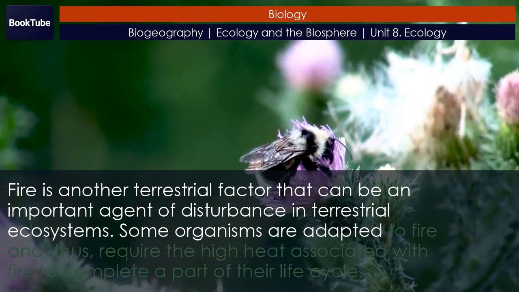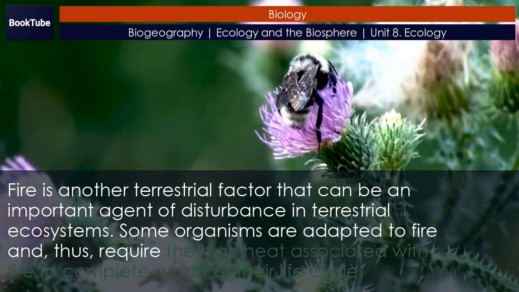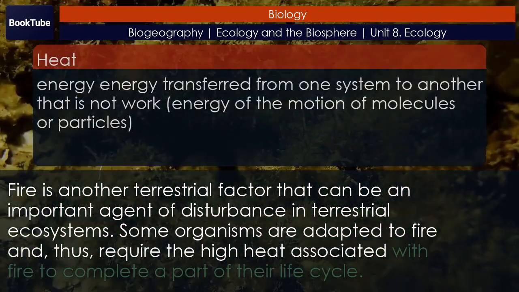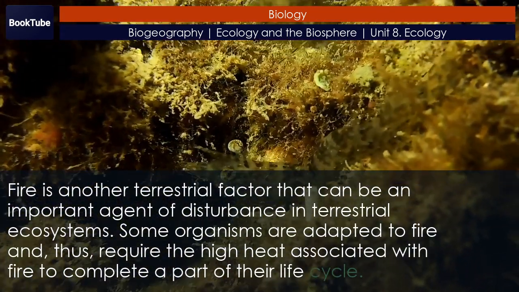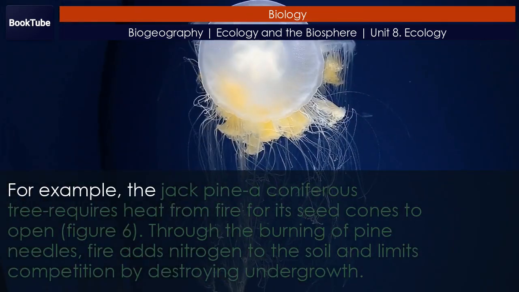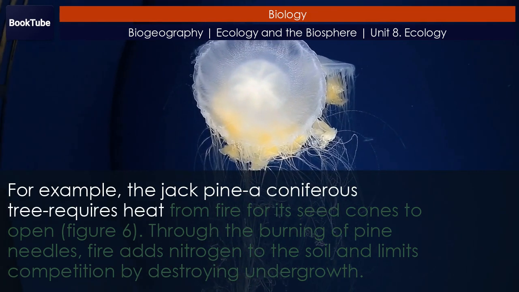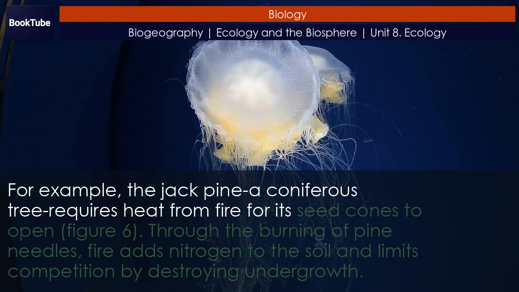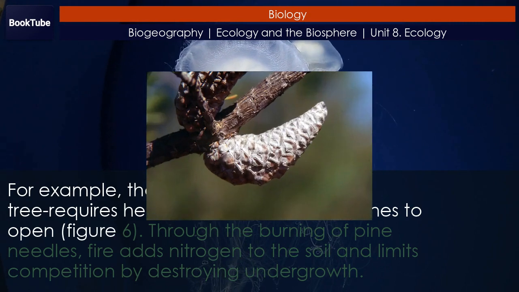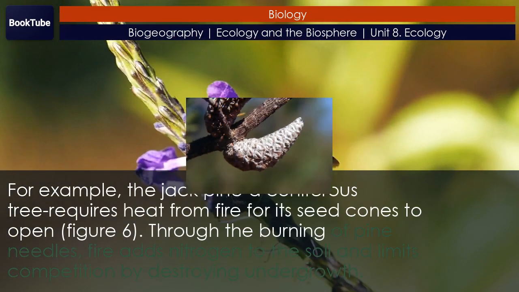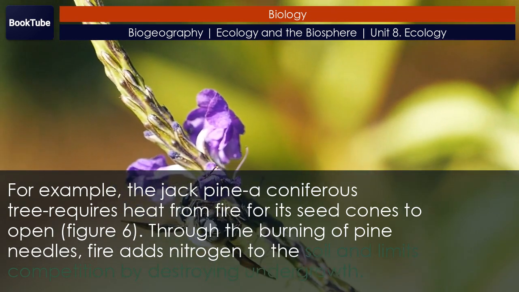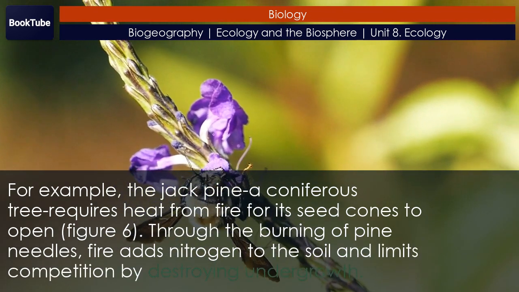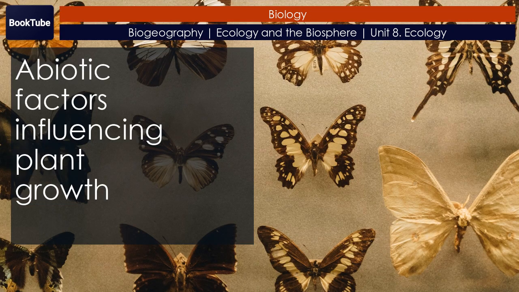Some organisms are adapted to fire and, thus, require the high heat associated with fire to complete a part of their life cycle. For example, the jack pine, a coniferous tree, requires heat from fire for its seed cones to open. Figure 6. Through the burning of pine needles, fire adds nitrogen to the soil and limits competition by destroying undergrowth. Abiotic factors influencing plant growth.